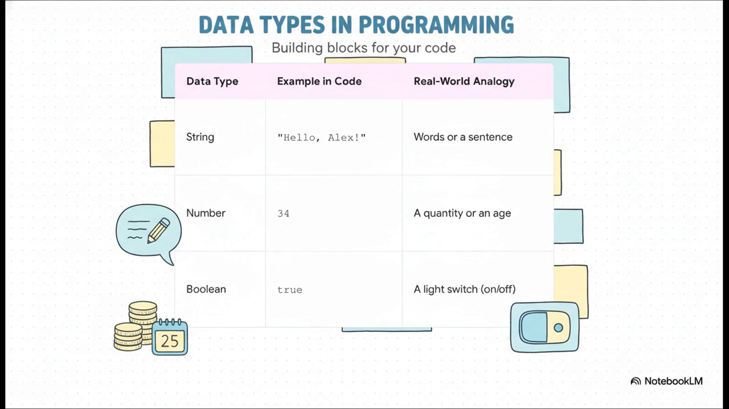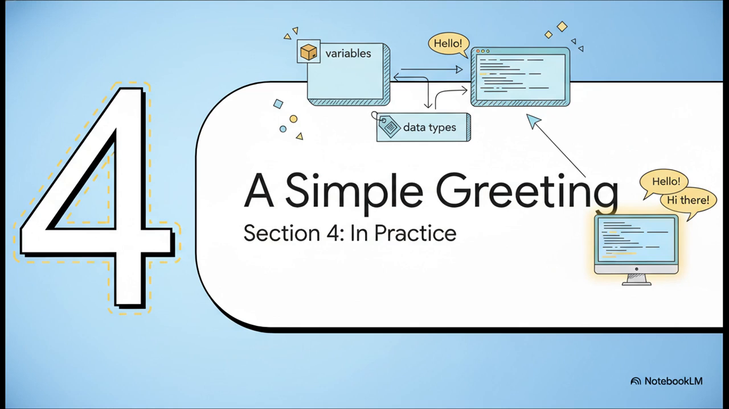This one's really simple. It can only ever be one of two things: true or false. Think of it like a light switch. It's either on or it's off. Each one is a different kind of box for a different kind of job. All right, section 4, a simple greeting. All this theory is great, but let's actually see it in action. Let's build something real and see how these boxes and data types work together.